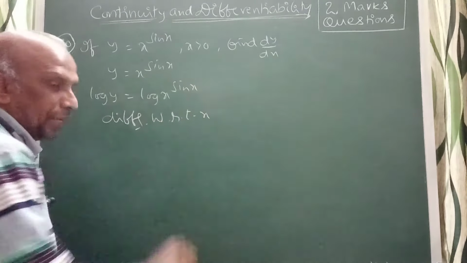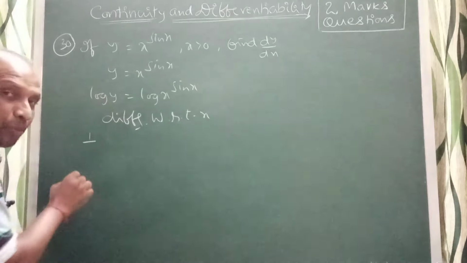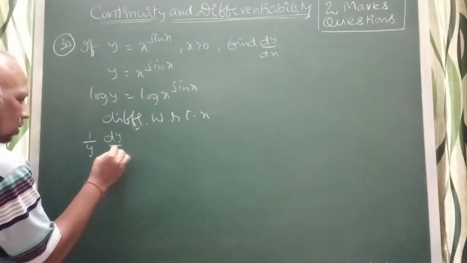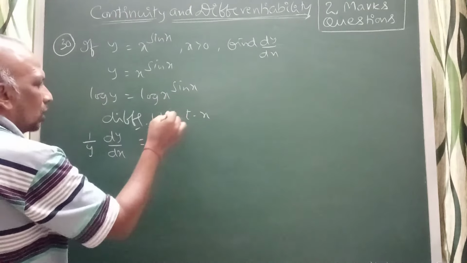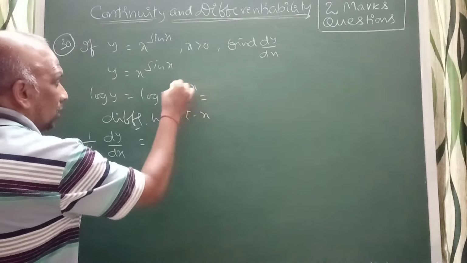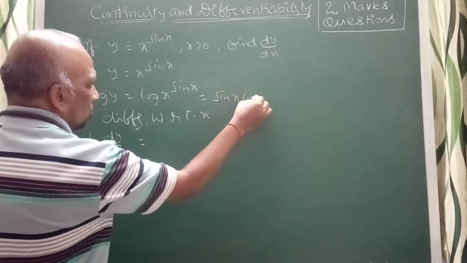Differentiating with respect to x. Derivative of log y: log x means 1 by x, so 1 by y, times the derivative of y, dy by dx. Now here, before differentiating, you should write this stuff. This I can hold here: sin x log x.